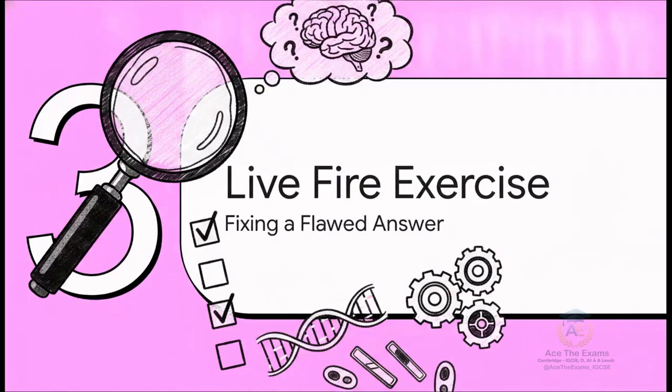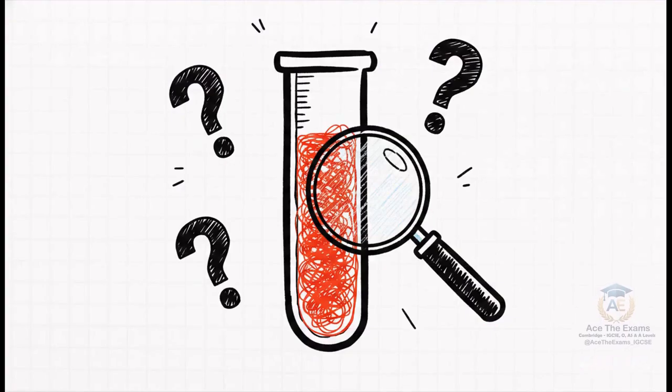Time for some practice. Section: Live Fire Exercise. Fixing a flawed answer. Let's put this framework to the test with a quick interactive challenge. Imagine a student writes this exactly on their exam. The solution turned red, so it has more sugar. This causes a change.